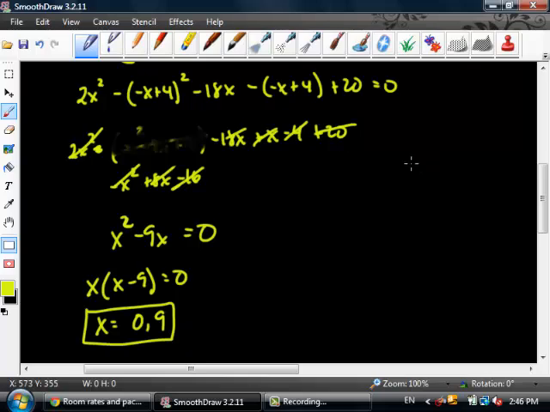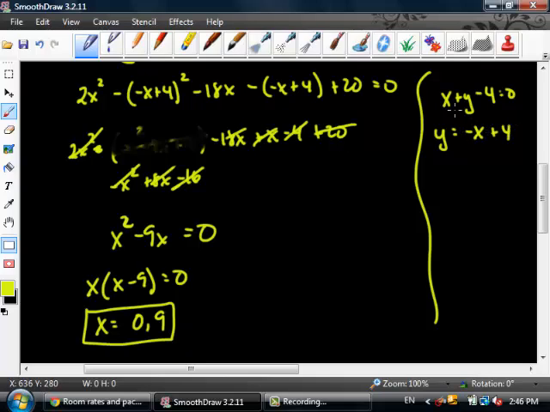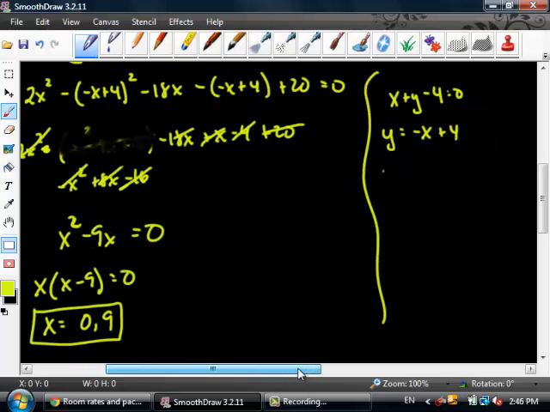Okay, I'm going to rewrite the bottom equation, which was x plus y minus 4 equals 0. Remember, we converted that into y equals negative x plus 4. Okay, so now let's go ahead and solve for y. Move this thing over just slightly. So I get y equals negative 0 plus 4. Well, that's gone. Y equals 4.